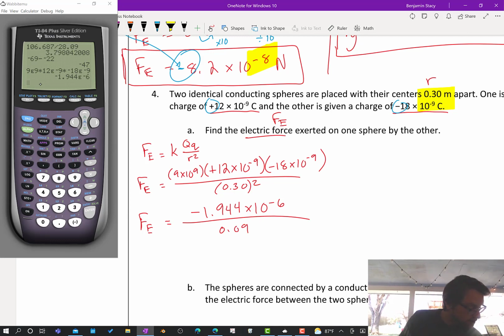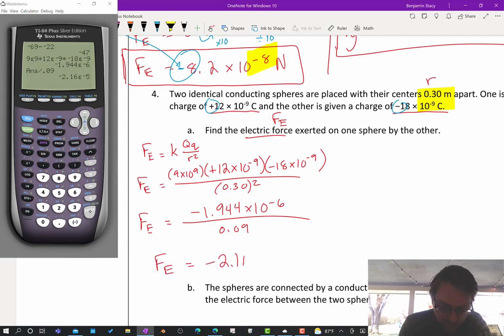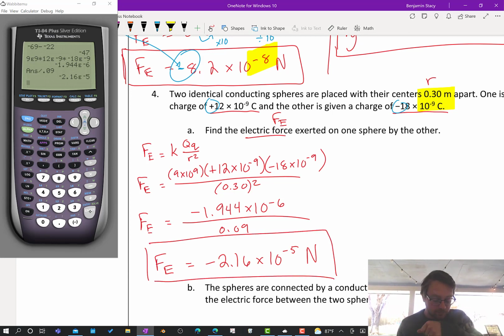Okay. And we've got one last step here. I already have my numerator in the calculator still, so I might just go divide that answer by 0.09. I have minus 2.16, so that minus means attractive force once again. Minus 2.16 times 10 to the minus 5. This is electrostatic force, so it's in newtons. No problem. There we go.